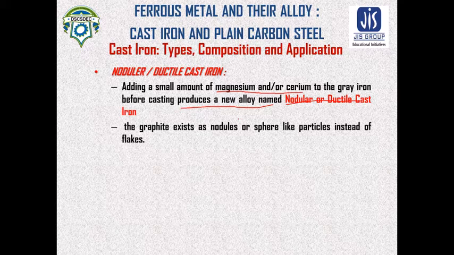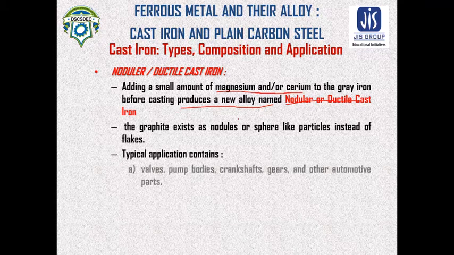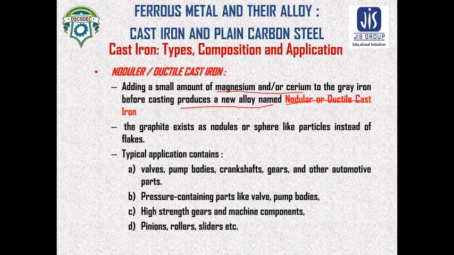So by adding magnesium or cerium to grey cast iron, what happened? A new alloy with higher ductility can be made, and that type of cast iron is known as ductile or nodular cast iron.